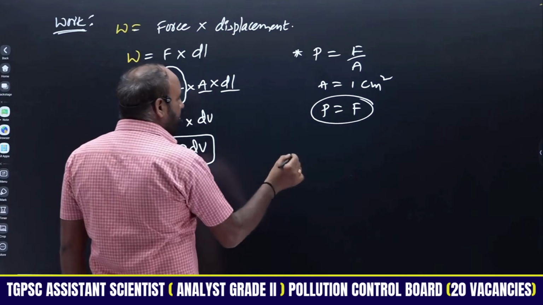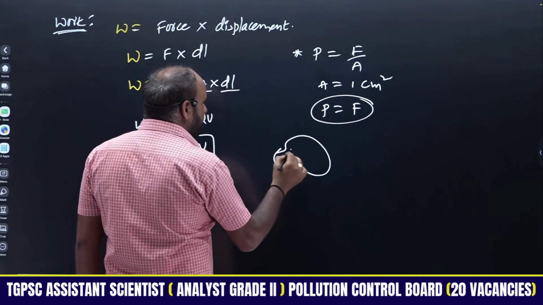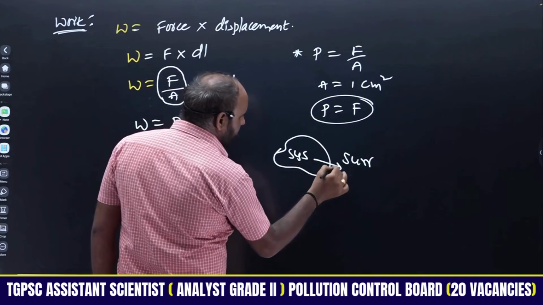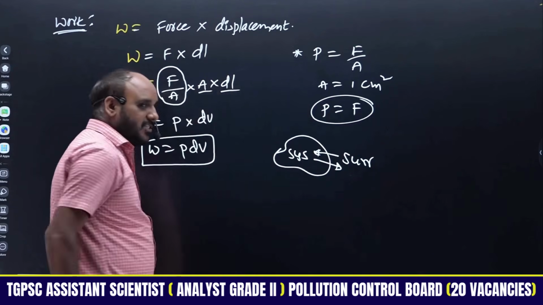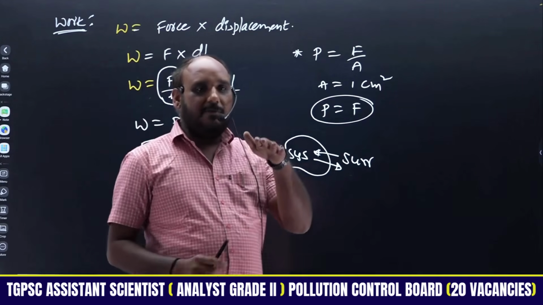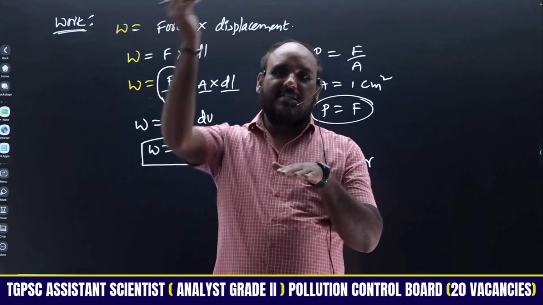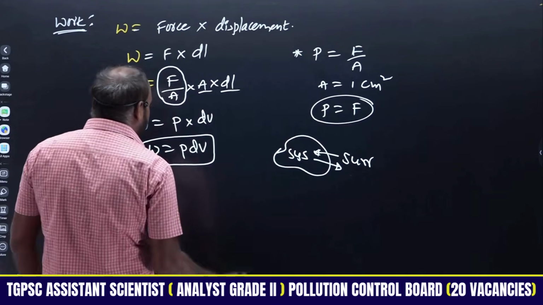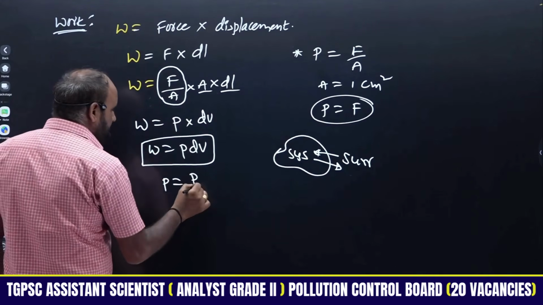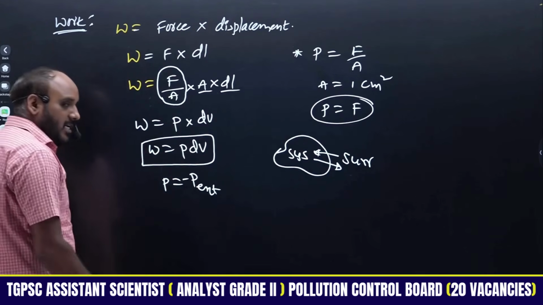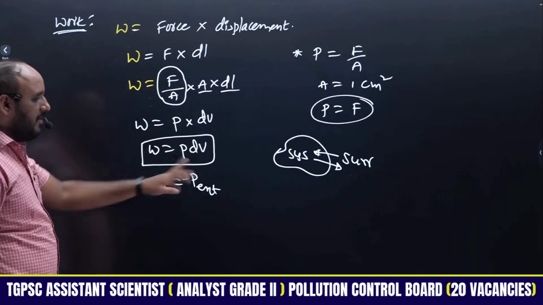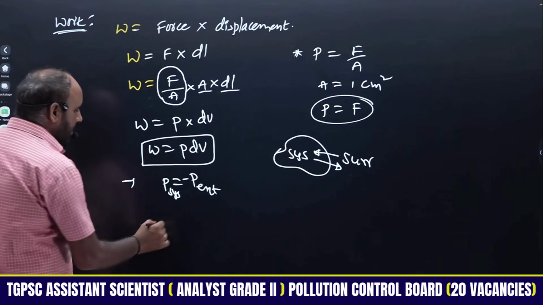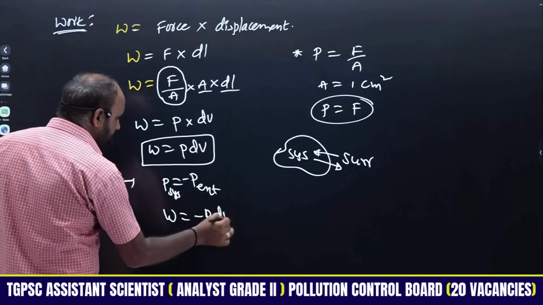Whenever we consider the system, here are the surroundings, right? If the system pressure is in this direction, the surroundings pressure will be in the opposite direction. Both system and surroundings are in opposite directions, hence this P will be equal to external pressure. If the outside pressure we have to write, that becomes minus. P of the system is equal to minus P external, therefore W is equal to minus P into dV we have to write.